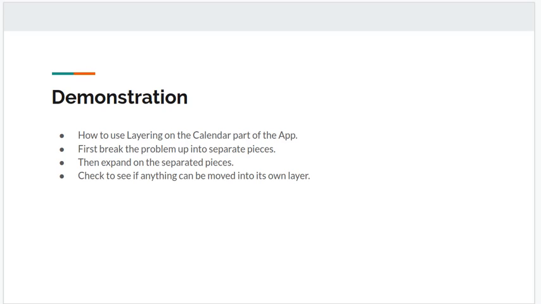Now let's go into our demonstration. We chose to pick the calendar part of the app. Let's first start with breaking down the problem, separating it into pieces. Let's see what we can do to make this problem easy, in smaller portions. Then we want to expand on these pieces, see what each piece will have and what each piece will do, etc. Then we want to check to see if there's anything else that we can move into other layers.